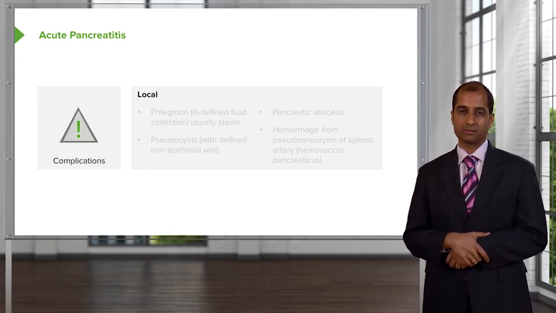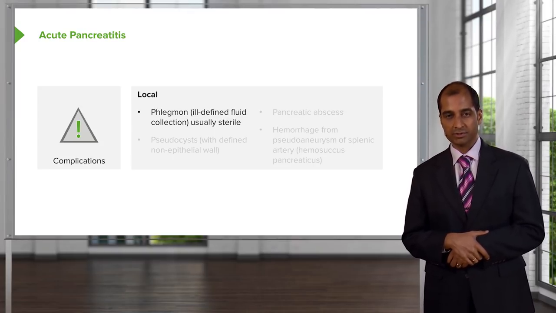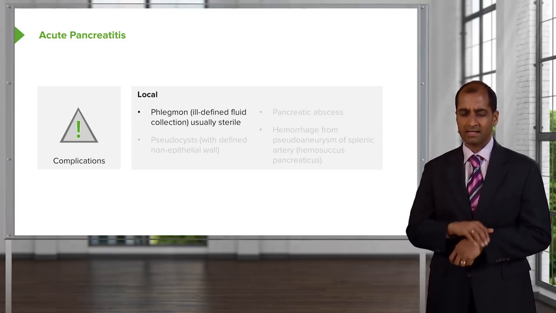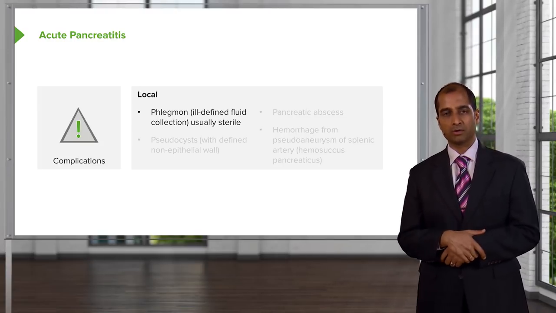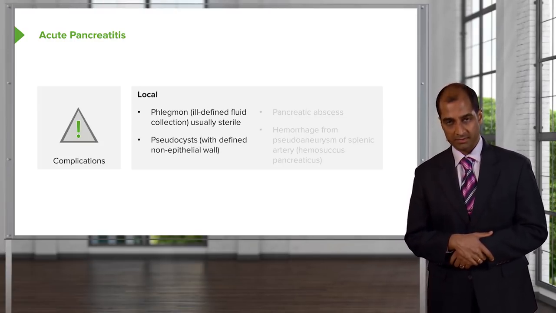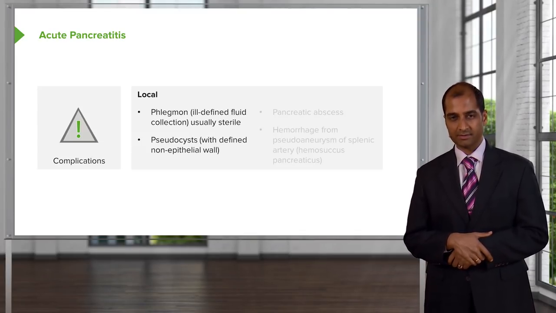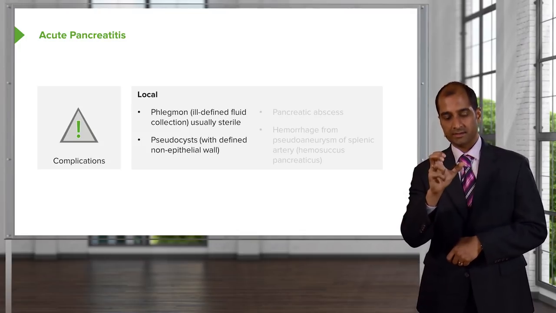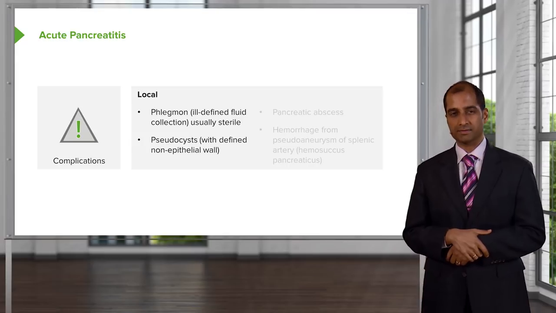Complications of acute pancreatitis locally. Something called phlegmon, ill-defined fluid collection, usually sterile, locally, acute pancreatitis. So think about where you are in the pancreas and pancreatic region and all the different things that could occur locally as complications. The pseudocyst, remember, this is pseudocyst. Mean to say that it's not a true cyst. And the reason for that is because it's a non-epithelial wall. And by definition, a cyst has a true epithelial wall. This, however, is a pseudocyst.